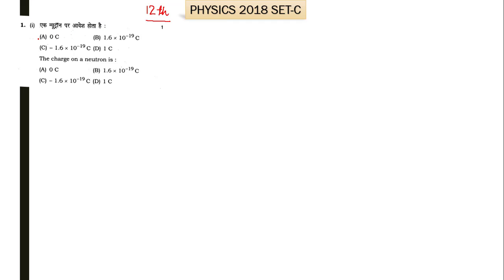Here is the physics paper for class 12 held in March 2018. This is set C and this is the first part of the first question. It says that the charge on a neutron is... we know that neutron is electrically neutral, no charge exists on it, so the net charge on the neutron is always 0. So A is the right option for the first part.